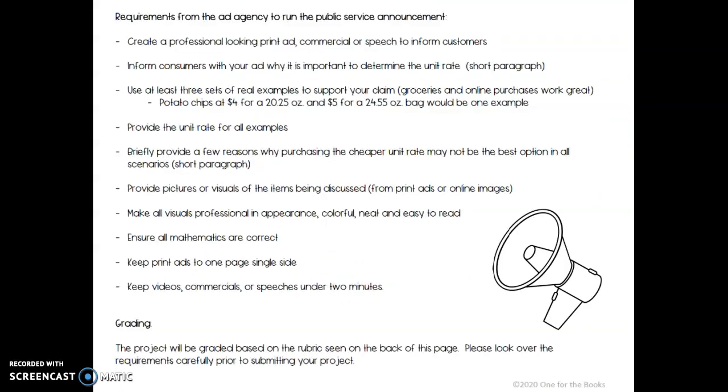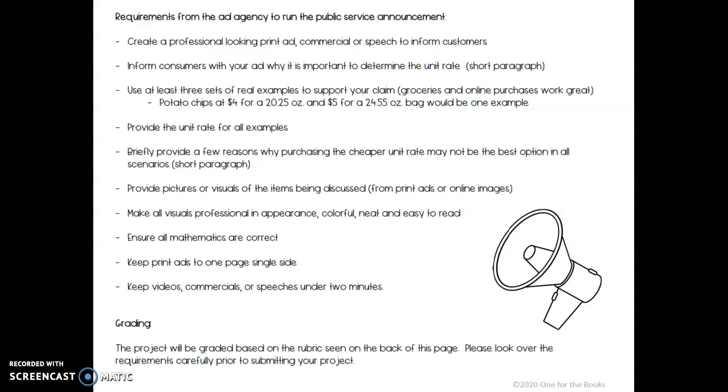Requirements from the ad agency to run the public service announcement. Create a professional-looking print ad, commercial, or speech to inform customers. Inform consumers with your ad why it is important to determine the unit rate. You're going to need a short paragraph. Use at least 3 sets of real examples to support your claim. Groceries and online purchases work great. So we're going to look at some examples in just a minute.